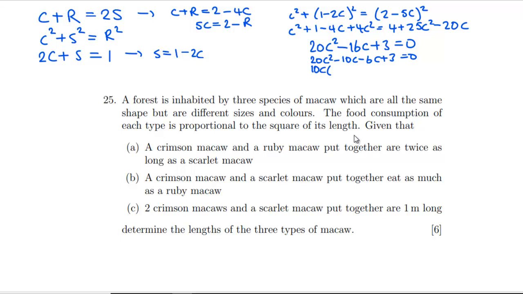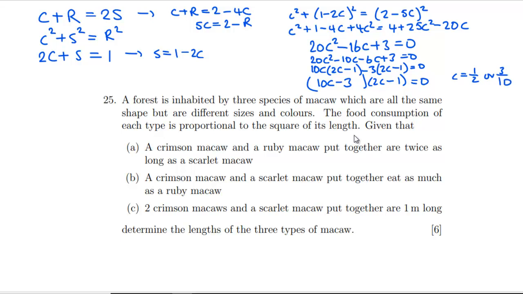10C multiplied by 2C minus 1. And then we've got another 2C minus 1, so that's going to have to be a minus 3. Okay, so (10C minus 3) multiplied by (2C minus 1). So we need C equals a half or 3 over 10.